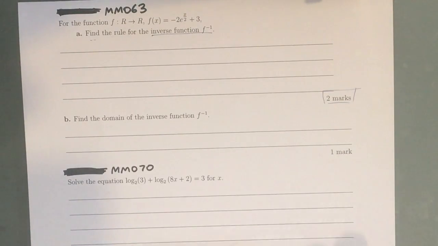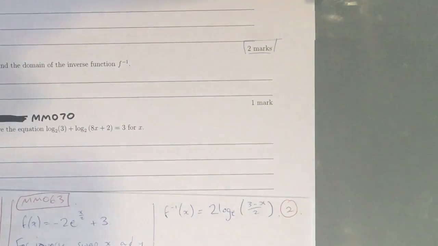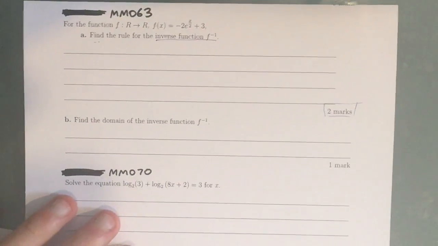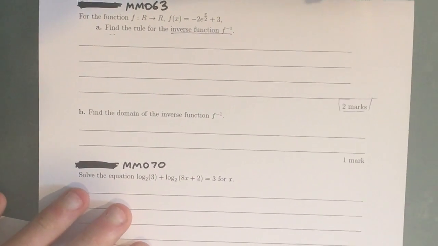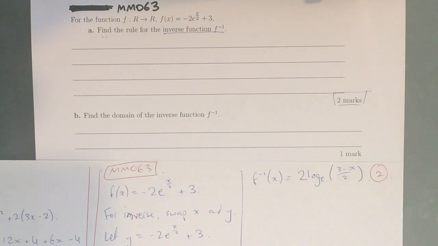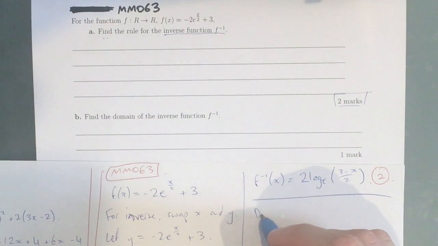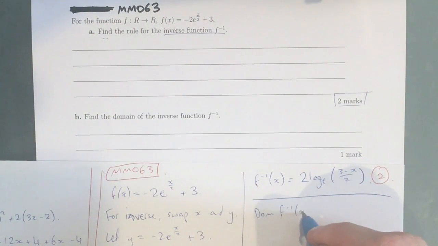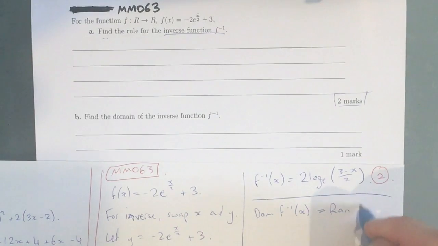Now let's move on to part B. We've got the domain of the inverse function f negative 1, and that's what we want to find. This is a 1 mark question, all good. And the important rule here is that the domain of the inverse function is equal to the range of the original function.